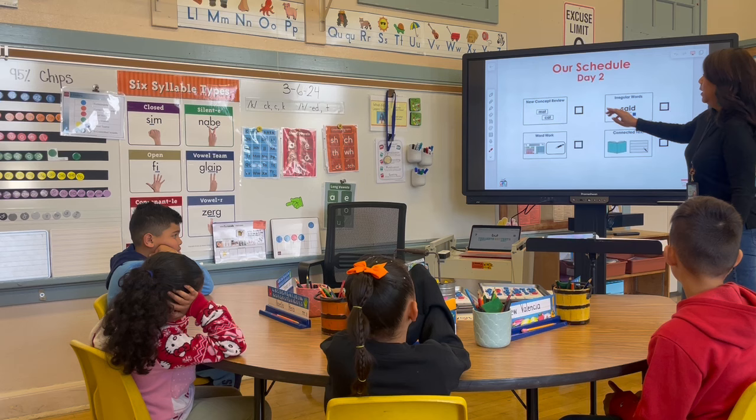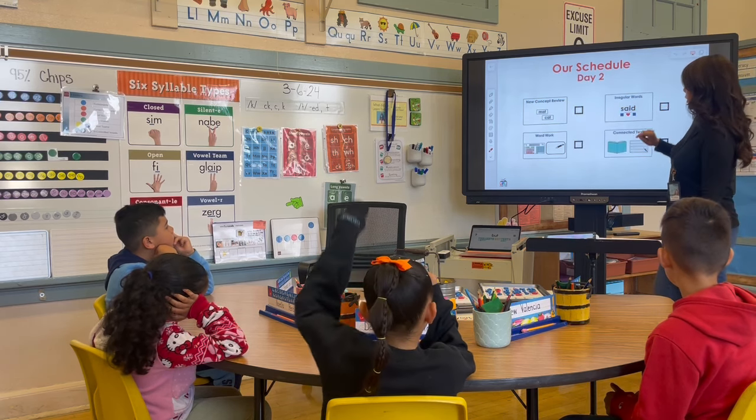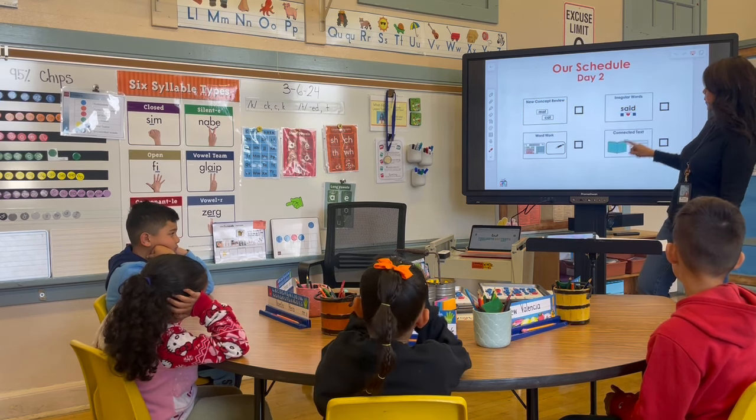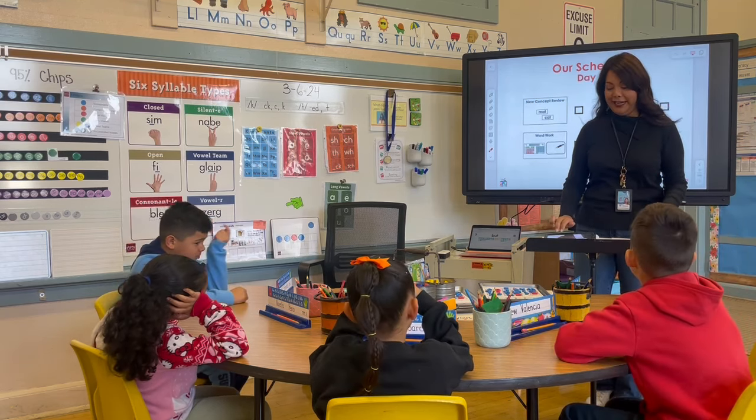Take a look at our agenda. Today there's only 4 activities. We have our review, we have our word work, we have our irregular words, and then we have our connected text. 4 activities, and you know how fast they go, right?